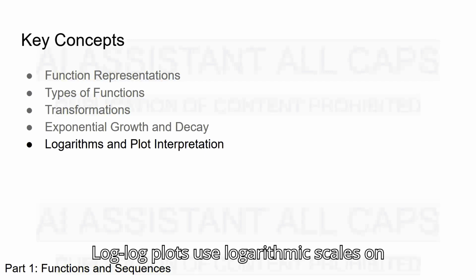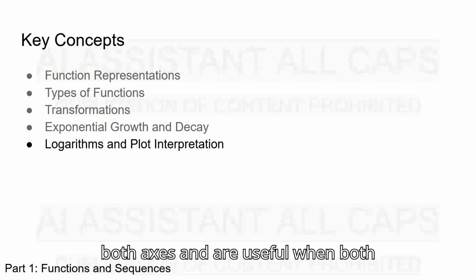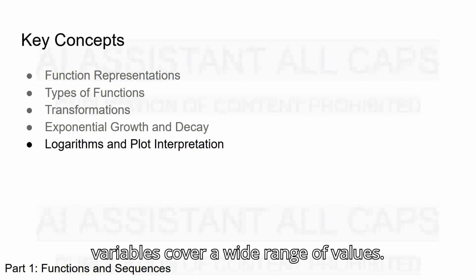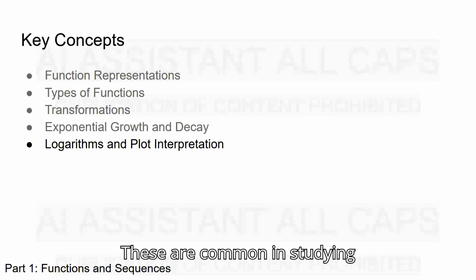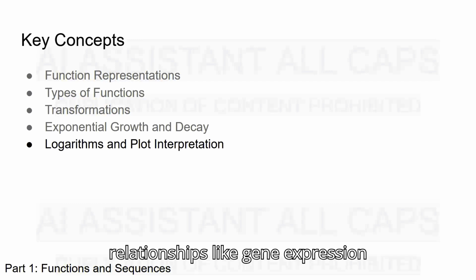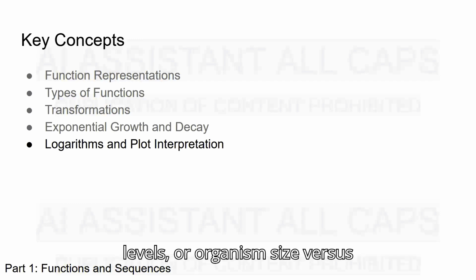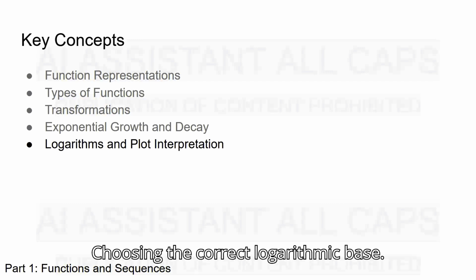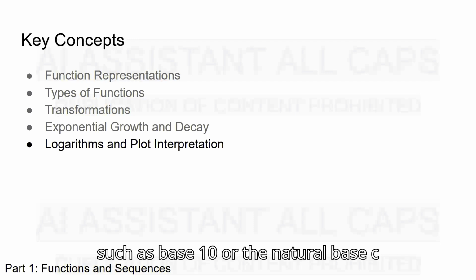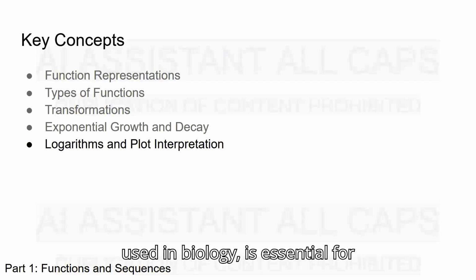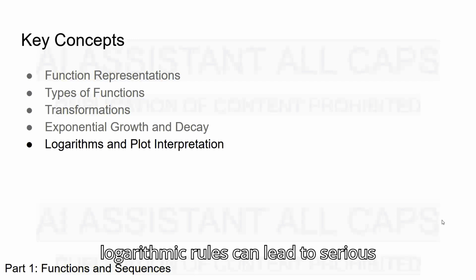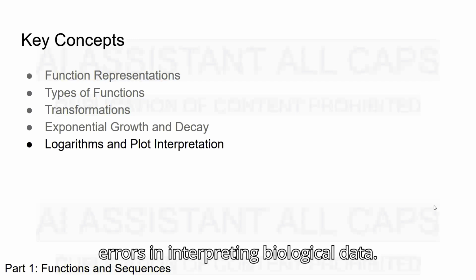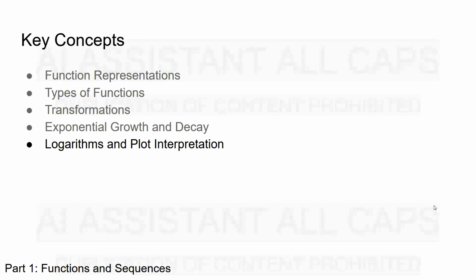Log-log plots use logarithmic scales on both axes and are useful when both variables cover a wide range of values. These are common in studying relationships like gene expression levels, or organism size versus metabolism, allometry. Choosing the correct logarithmic base, such as base 10 or the natural base e used in biology, is essential for accurate analysis. Misapplying logarithmic rules can lead to serious errors in interpreting biological data.